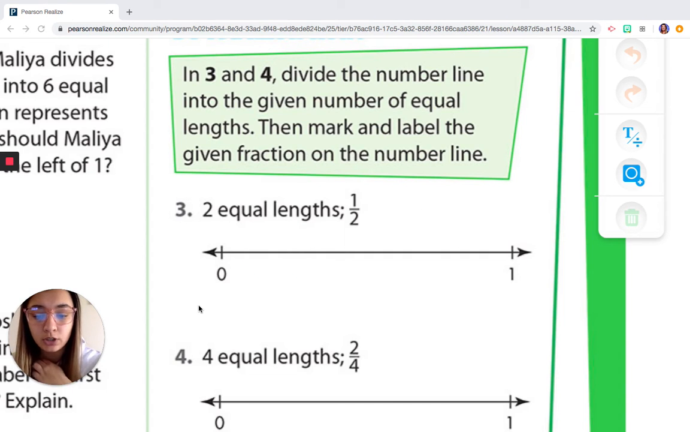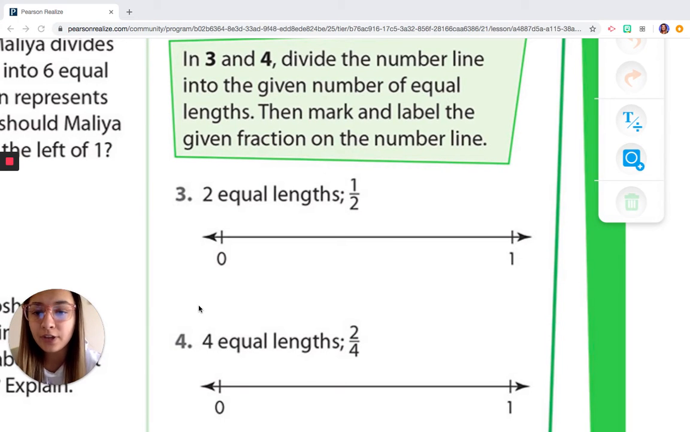All right, so we're going to do number 3 and 4. In 3 and 4, it wants us to divide the number line into the given number of equal lengths. Then mark and label the given fraction on the number line. So we're looking at number 3, and it says that it wants 2 equal lengths. So we should have 2 bars. And we're going to label them 1/2.